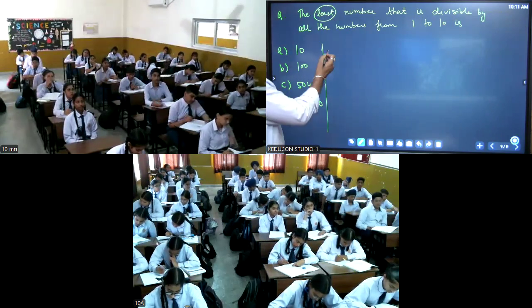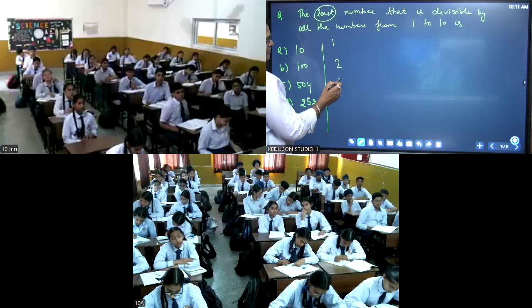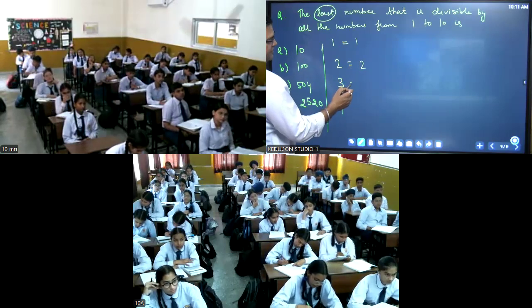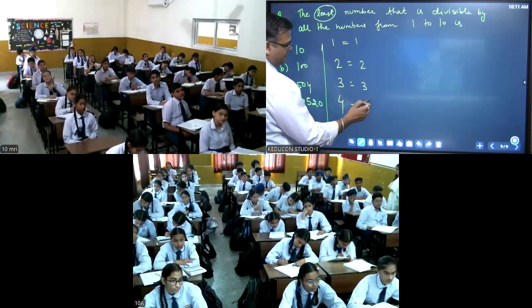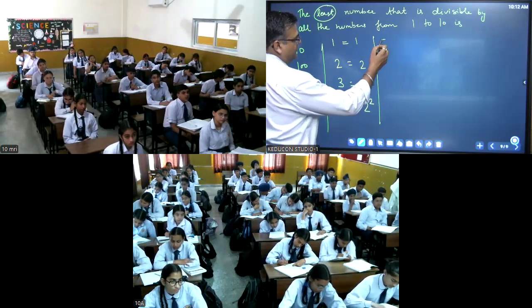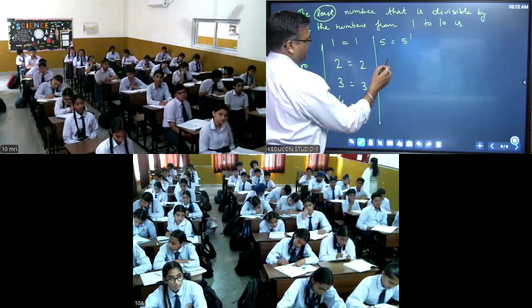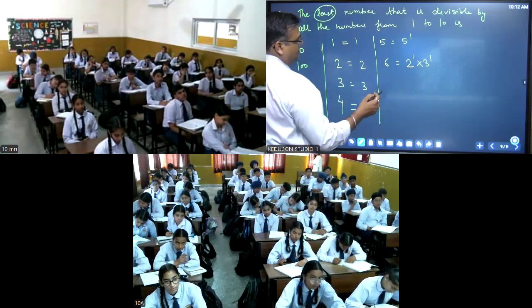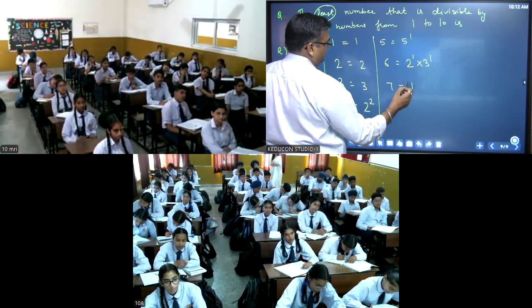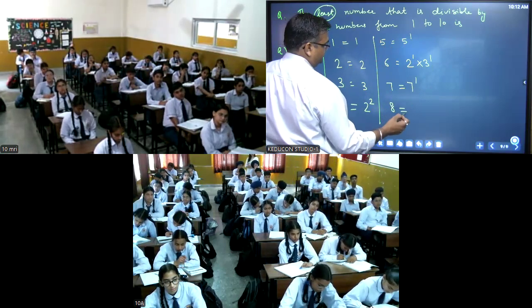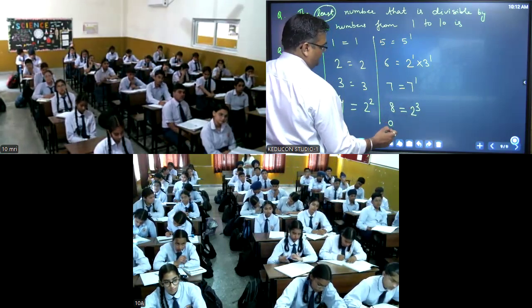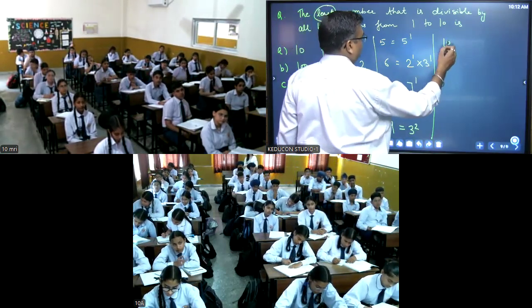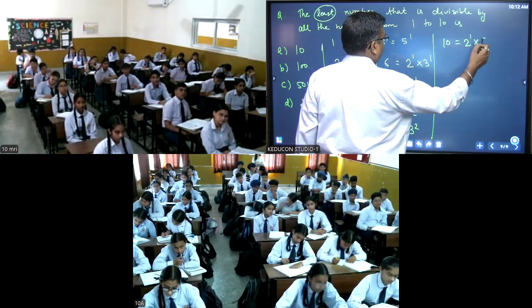Okay, what you have to do is write the numbers from 1 to 10 and make their prime factors. What will come for 1? Right. Yes. 5, only 5, 6, then your 7 raised to power 1, 9 and 10. Is this clear, bachcho?